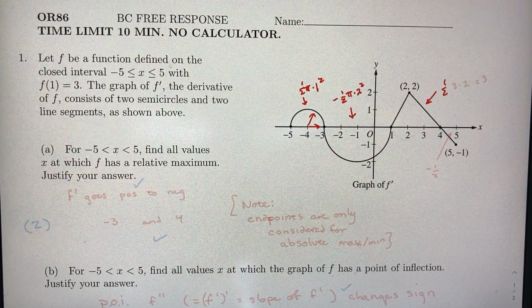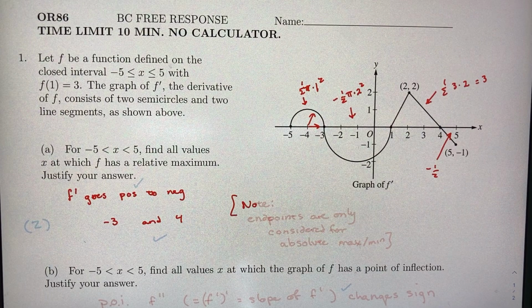The width of the base is not 4, it's from 1 to 4, and that is 2. And this is half of a unit square, so this is negative 1/2. Be careful with your pluses and minuses. Okay, whatever. F has a relative max when F prime goes from positive to negative. That's the justification. And that happens at -3 and 4. Endpoints are never relative maxes.